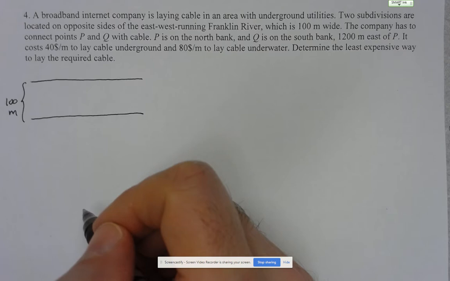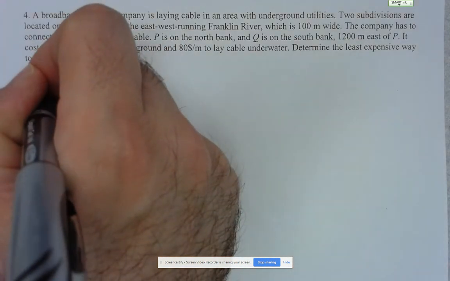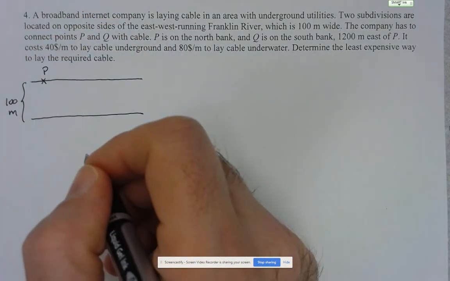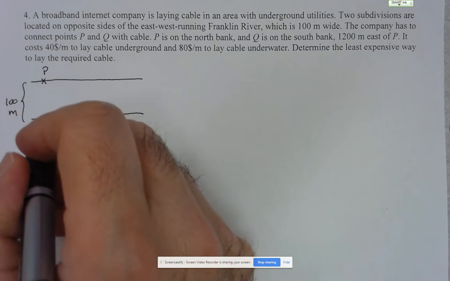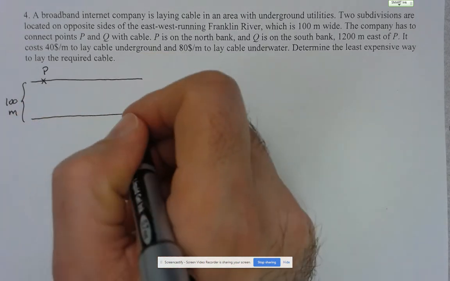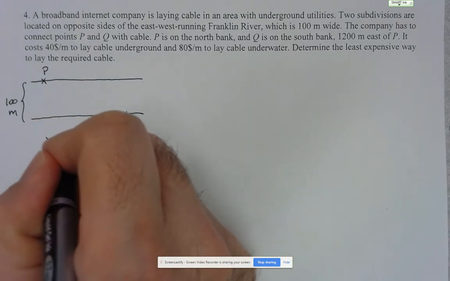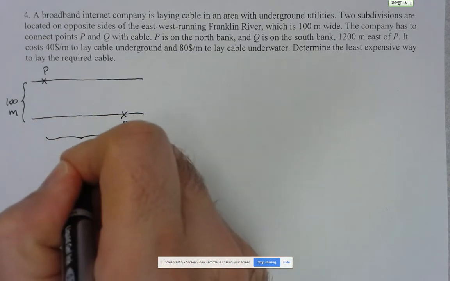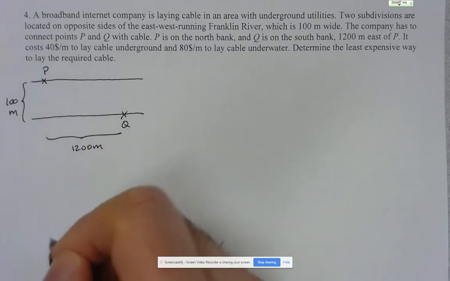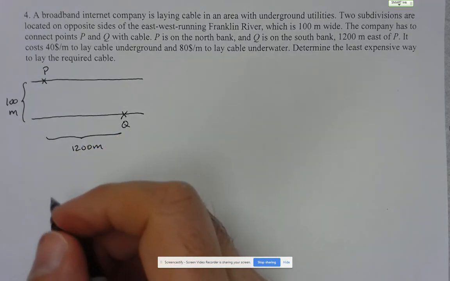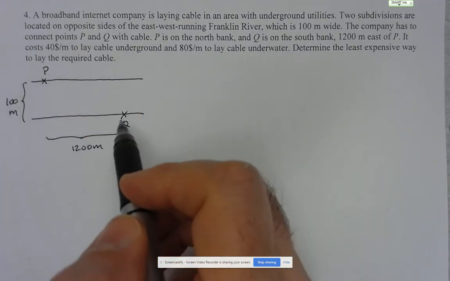And I'm going from point P, which is on the north side, to point Q, which is on the south side, but 1,200 meters down east. Okay, so there's Q, and it's 1,200 meters away to the east. Okay, and let's think about how this cable could be laid. So it could be partly underwater, partly underground.